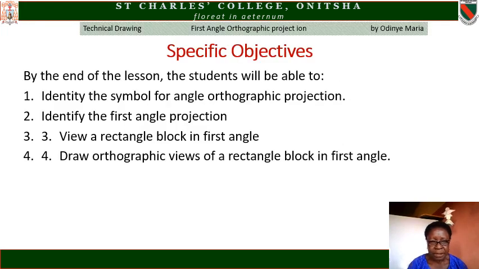Specific objectives. By the end of the lesson, students will be able to: 1. Identify the symbol for first angle orthographic projection. 2. Identify the first angle projection. 3. View a rectangle block in first angle. 4. Draw orthographic views of a rectangle block in first angle.